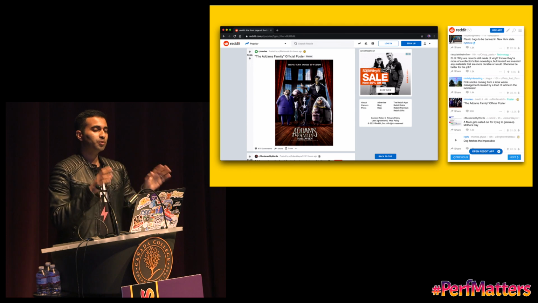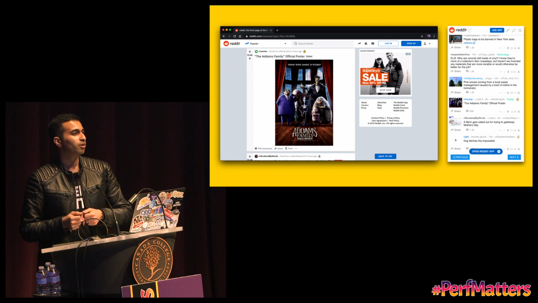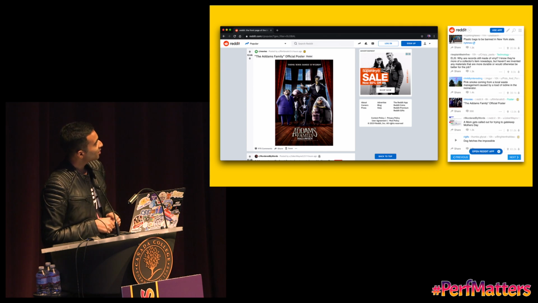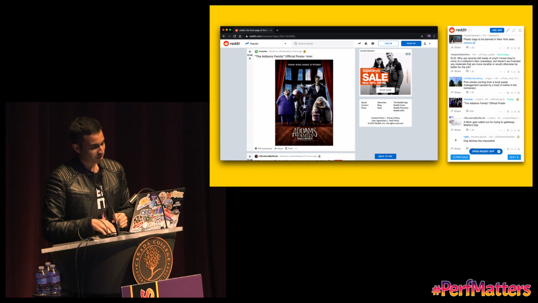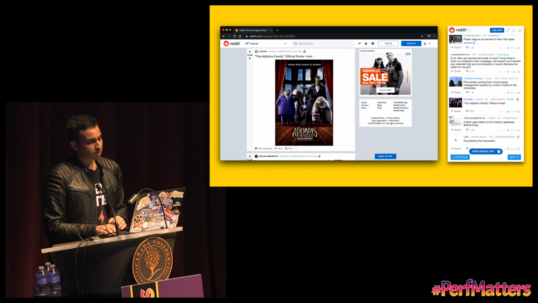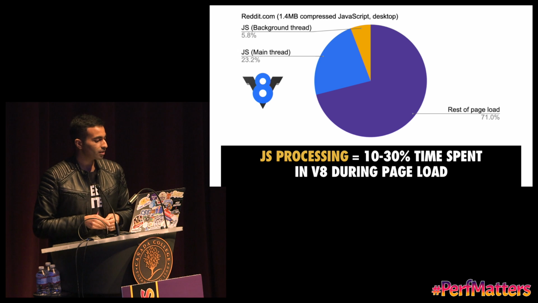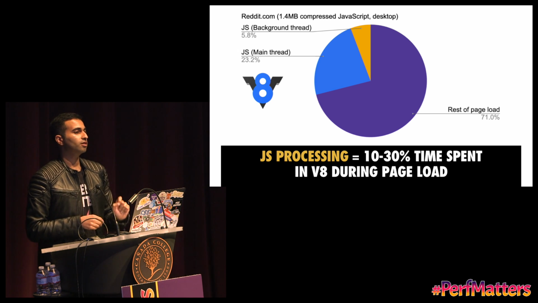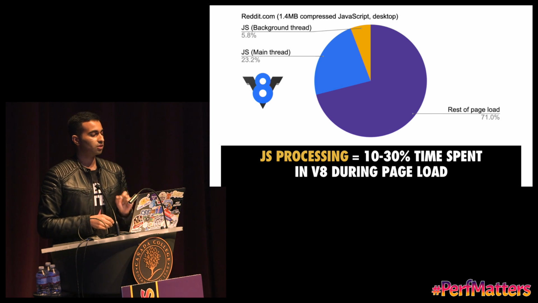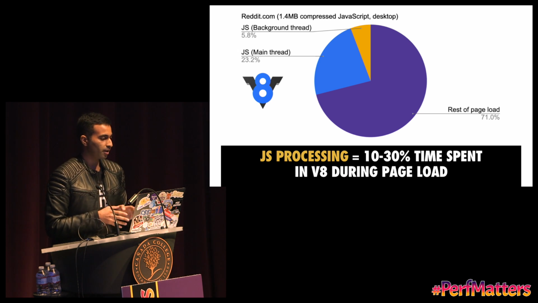Reddit has got kind of 2 experiences. On desktop, it ships one version of its site, and then on mobile, it ships another version of its site, which has this lovely kind of prompt to install their native app, which we won't talk about. But if we just take a look at kind of where Reddit.com is spending its time in V8, Chrome's JavaScript engine, we can see that it spends up to 30% of its time just processing script. 30%, that's a pretty significant amount, right?